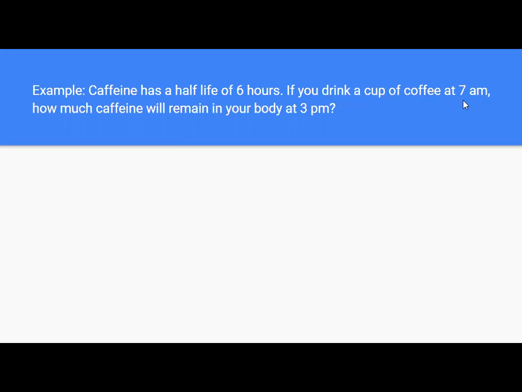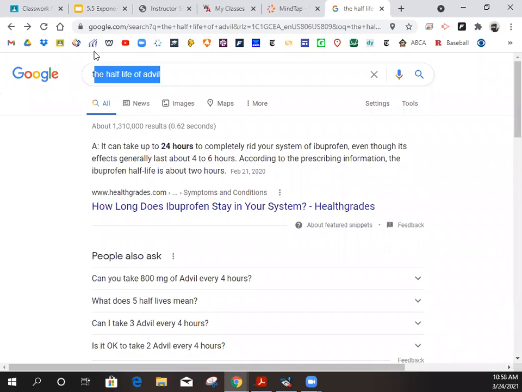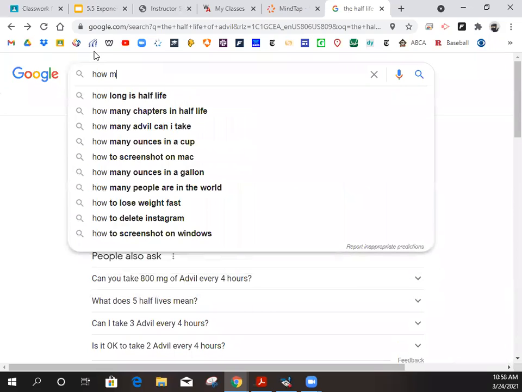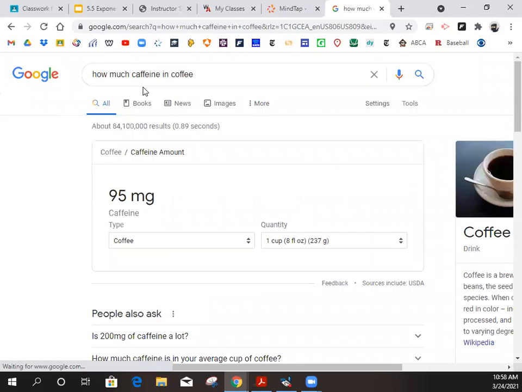So if you drink a cup of coffee at 7 a.m., how much caffeine will remain in your body at 3 p.m.? So we drink a cup of coffee. I don't know how much caffeine is in a cup of coffee, so let's look that up. How much caffeine in coffee? All right, 95 milligrams. So I'm going to get out my piece of paper and write that down. So 1 cup is 95 milligrams of caffeine.